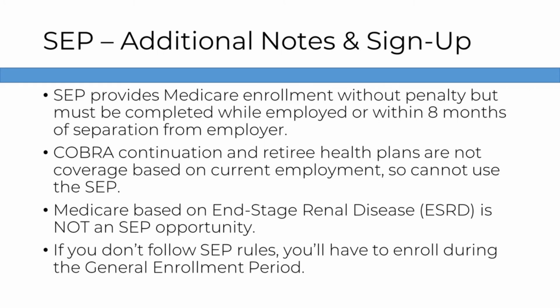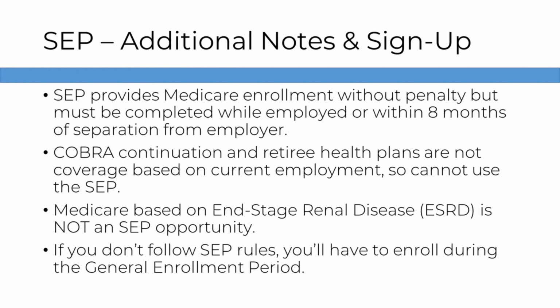Additionally, Medicare coverage due to end-stage renal disease is not a special enrollment period opportunity. We strongly recommend accepting both Medicare Part A and Part B when initially eligible for Medicare based on kidney failure. If you do not follow the rules mentioned above, you're stuck enrolling in Medicare during the general enrollment period.